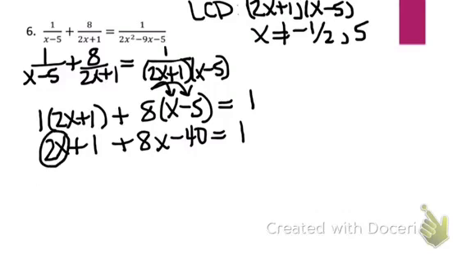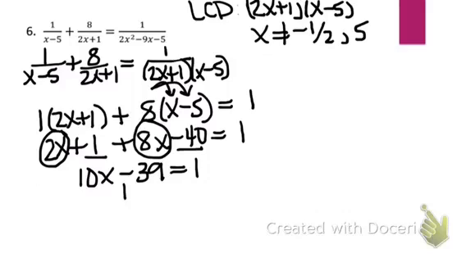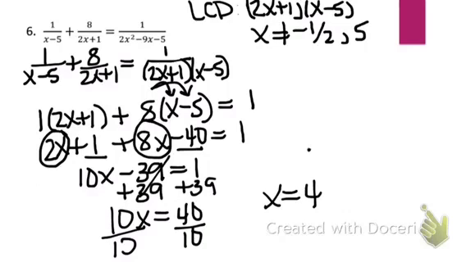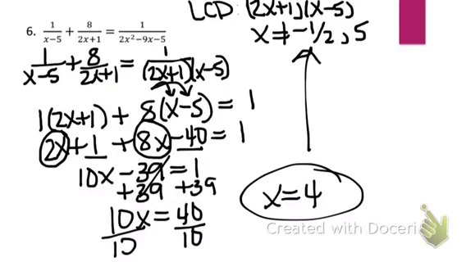So I like to combine my like terms. 8x and 2x are going to give me 10x. 1 and -40 will give me minus 39. That's going to equal to 1. Going to add 39, cancels out, gives me 10x is equal to 40, right? Now, I divide both sides by 10, so x is equal to 4. Checking my domain restrictions, 4 is not either one of those, so 4 can be a solution, okay?